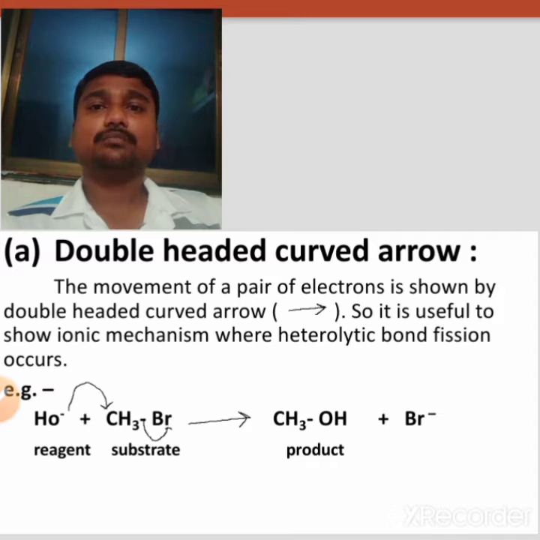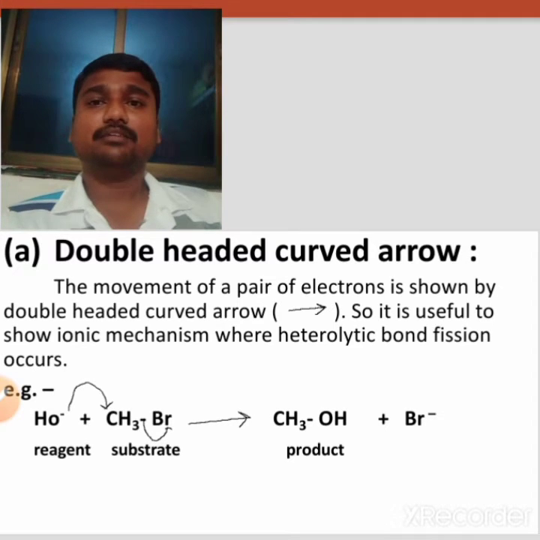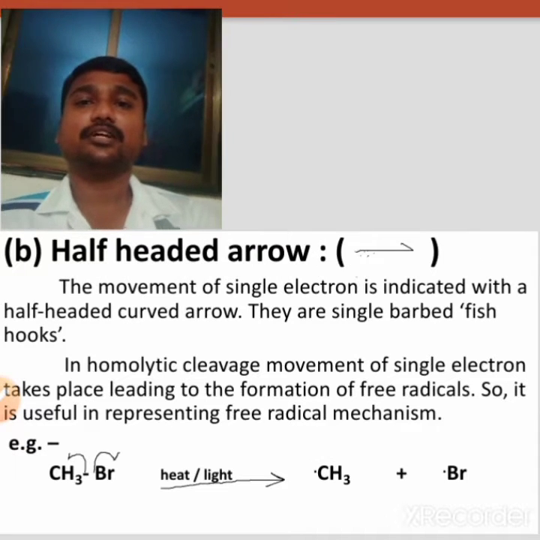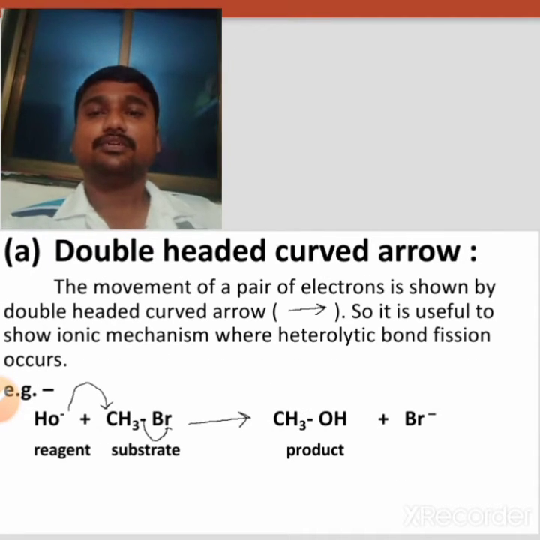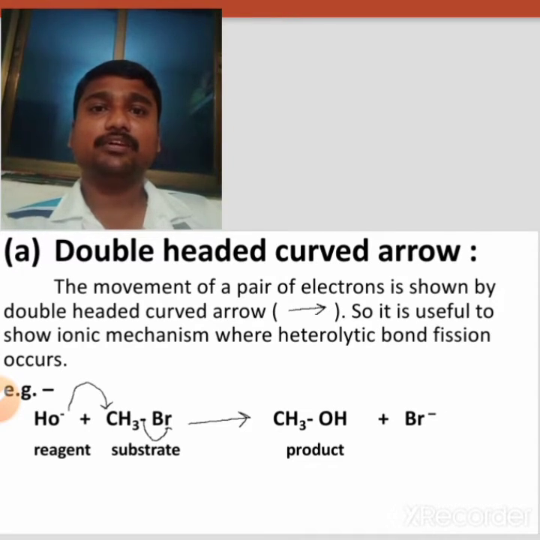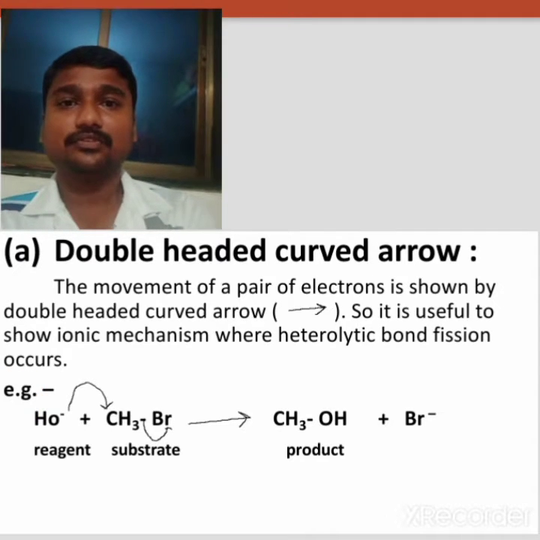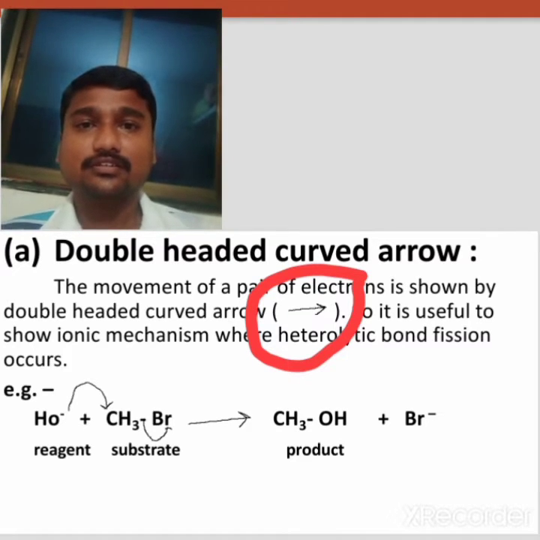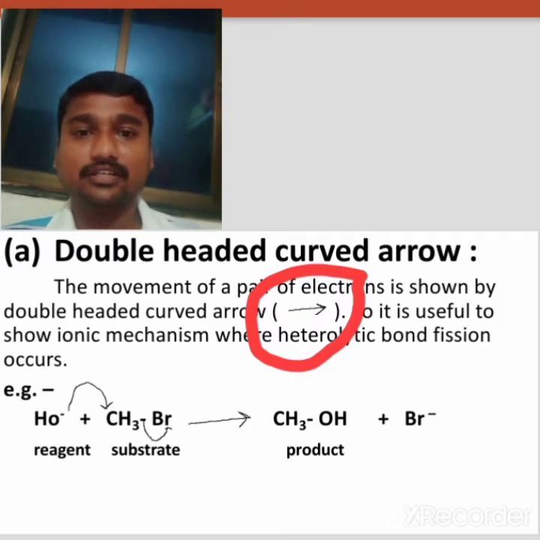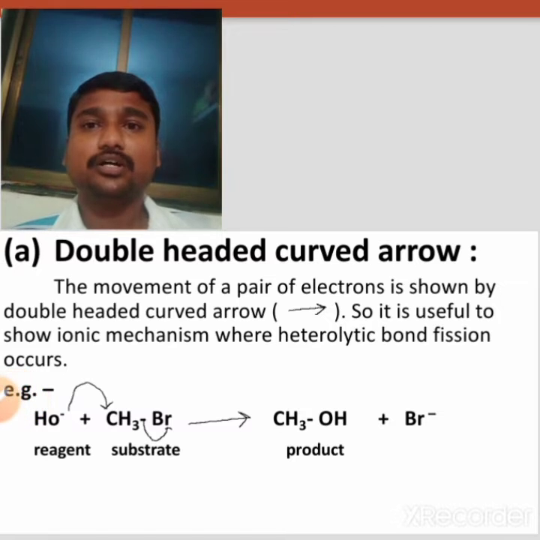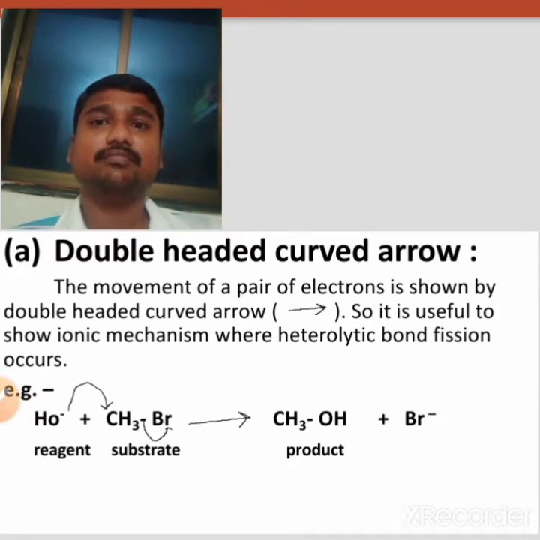There are two types of curved arrow. First, double headed curved arrow, and second one, half headed curved arrow. First, double headed curved arrow. The movement of a pair of electrons is shown by a double headed curved arrow. It is indicated by this symbol. So it is useful to show ionic mechanism where heterolytic bond fission occurs.